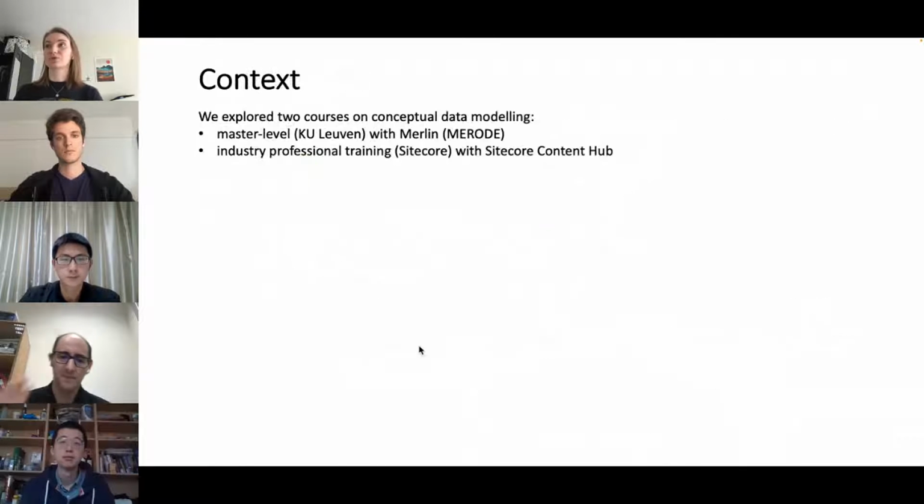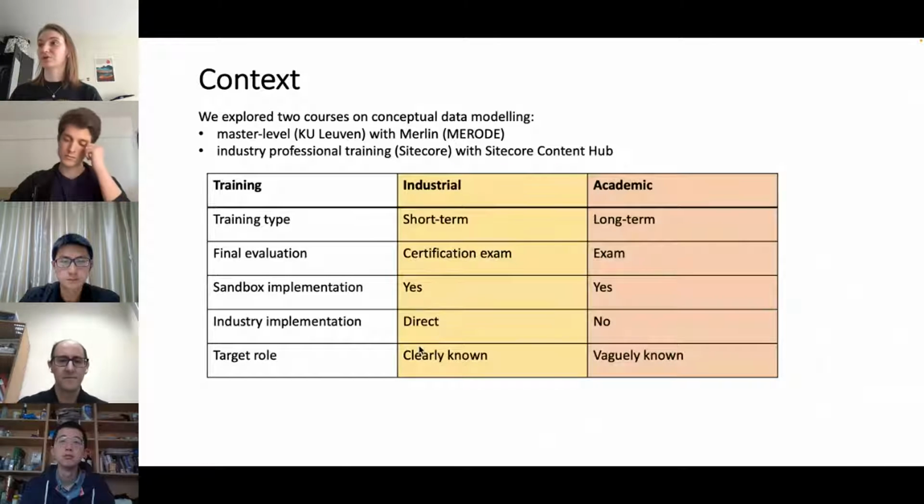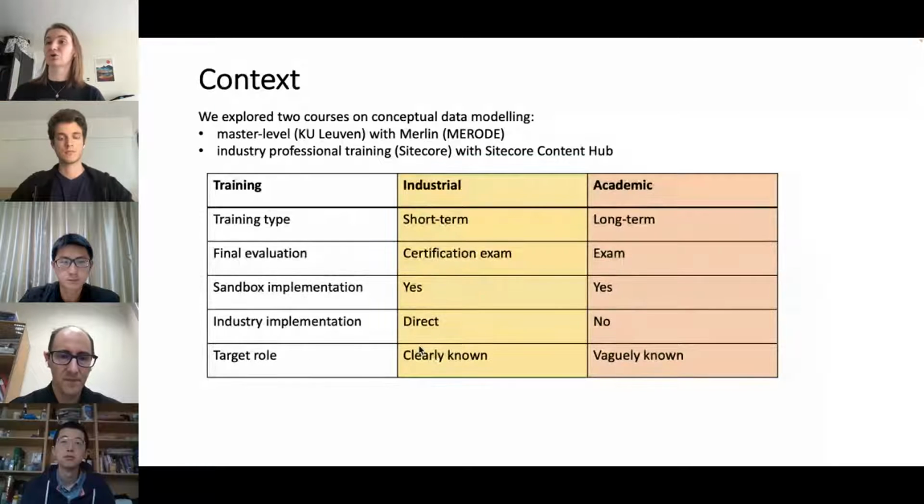So we explored 2 courses on conceptual data modeling: a master level course and industry professional training at Sitecore. And these are just the different parameters of these courses. So short-term versus long-term, etc. So both of them are implemented in the sandbox, so students can have the practice, and the target role of the students is clearly known, of course, for industrial specialists and vaguely known for academics.